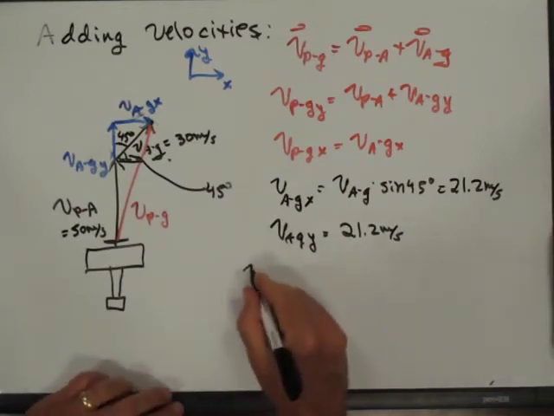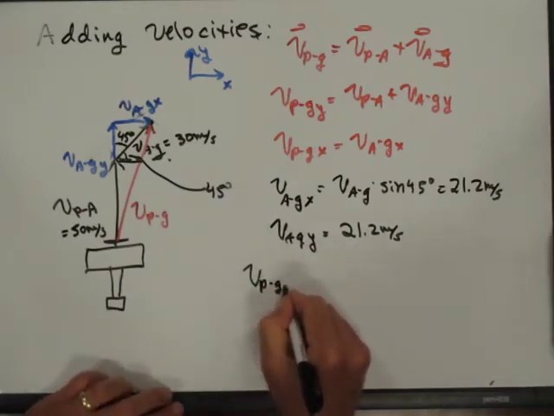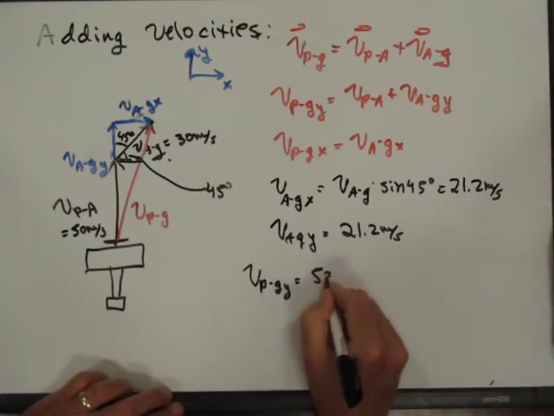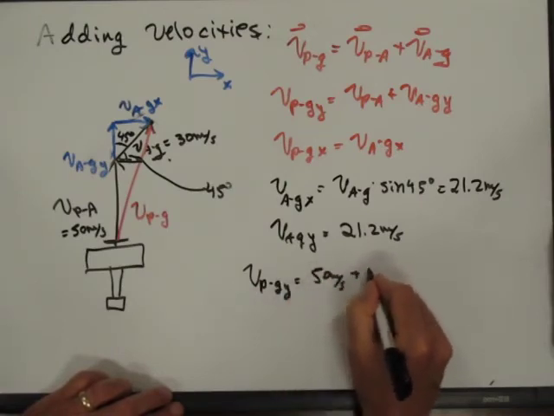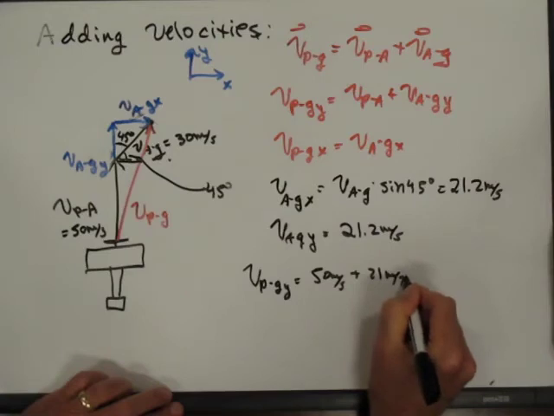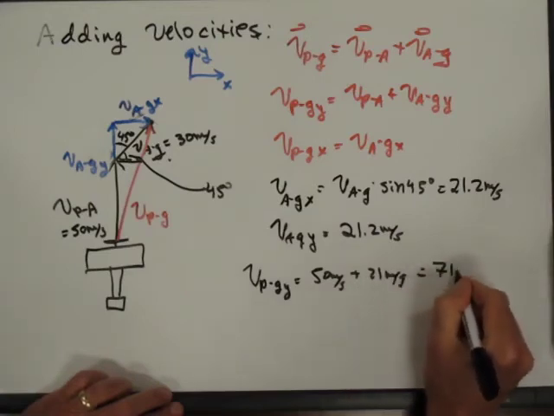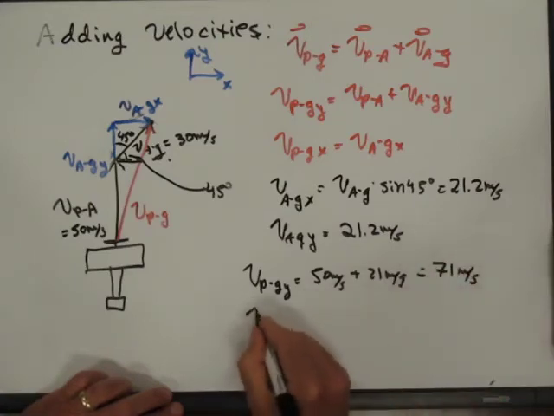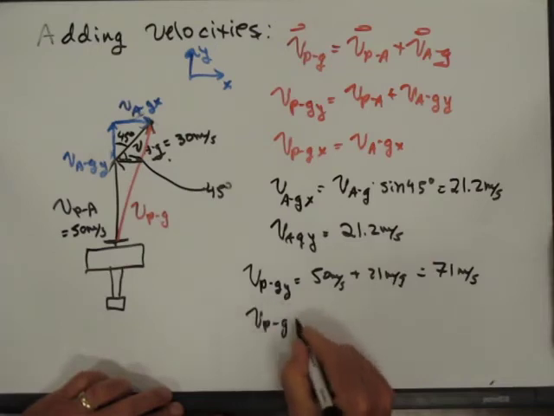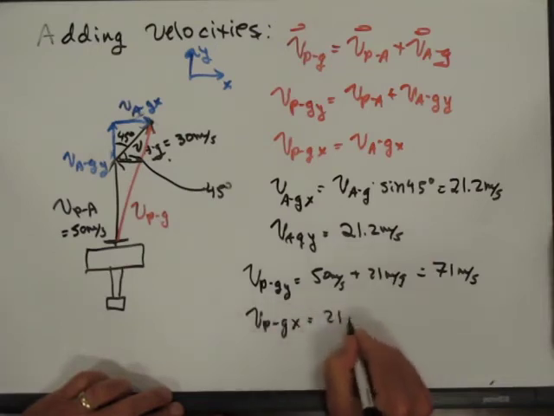And so that says that the velocity of the plane relative to the ground along the y direction is 50 meters per second plus 21 meters per second, which is 71 meters per second. And the velocity of the plane relative to the ground in the x direction is just 21 meters per second.